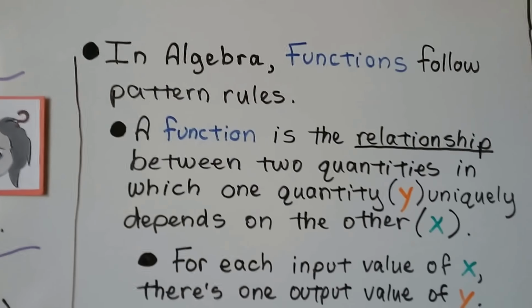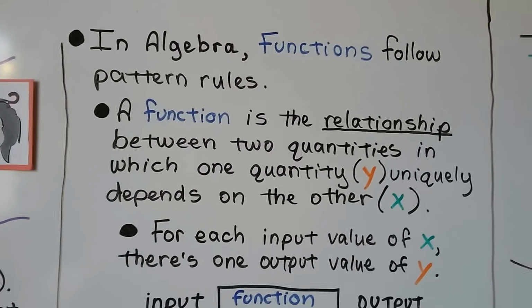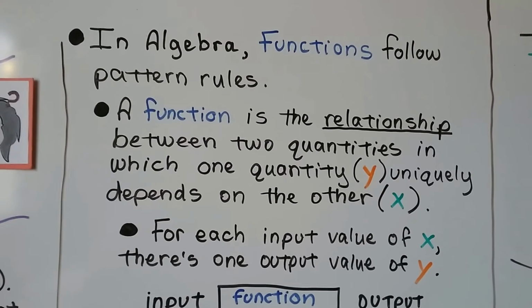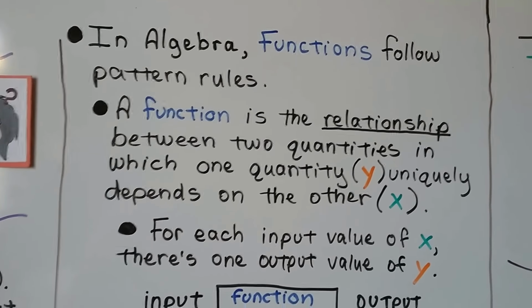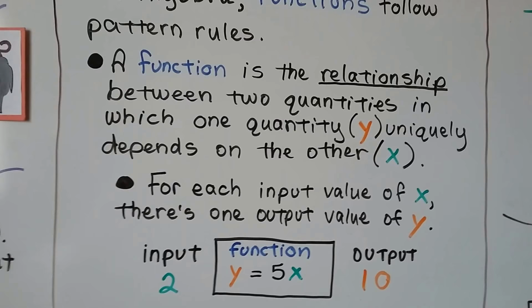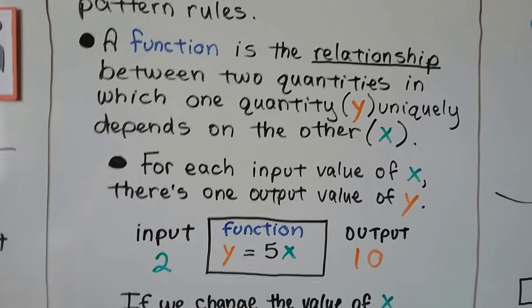In algebra, functions follow pattern rules. A function is the relationship between two quantities in which one quantity, y, uniquely depends on the other, x. For each input value of x, there's one output value of y. And this is what it means.